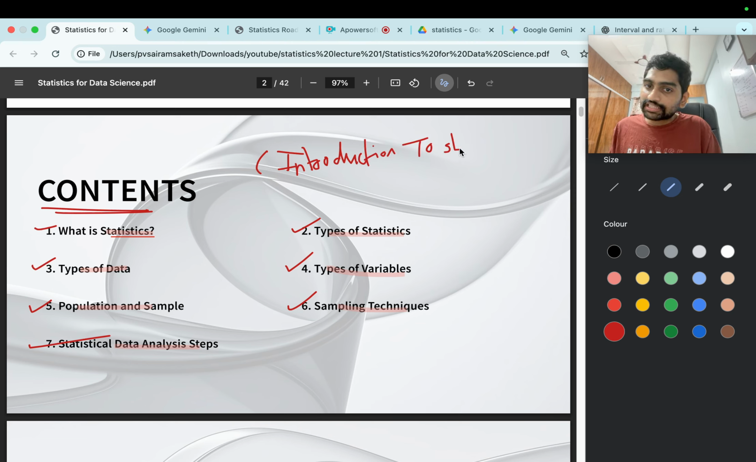In the next lecture, we are going to start with measures of central tendency, which is very easy. From the next lecture onwards, we will start coding. This lecture does not require any coding as it is entirely theoretical. From the next lecture, we will do hands-on coding.